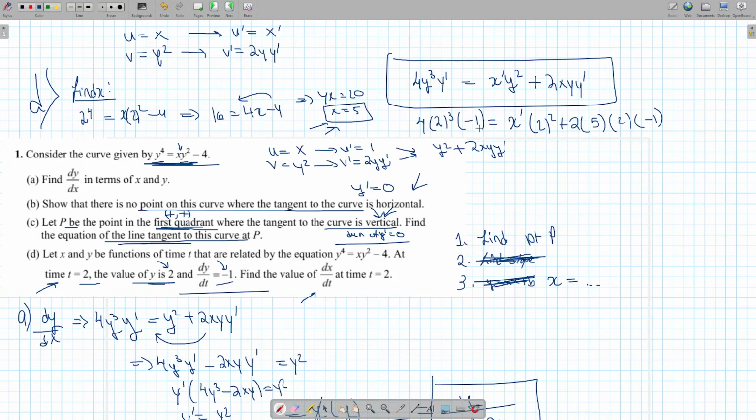Let's do this. A negative 40 equals 4 x prime. You get 10, 20, negative 20. So you get 4x prime equals negative 20, because you take it to the other side. You get x prime is equal to negative 5. Let's check this answer, see if it's correct.